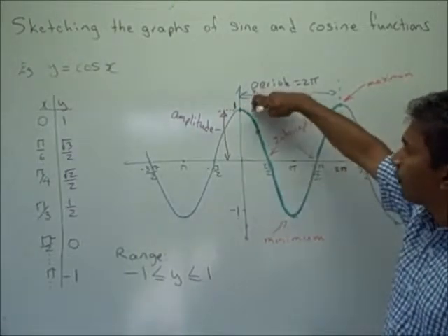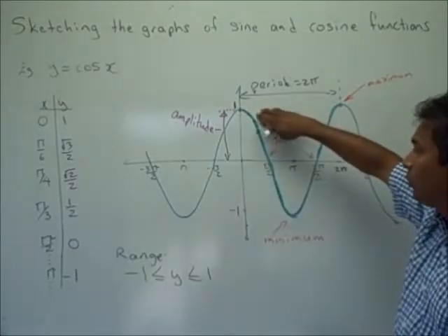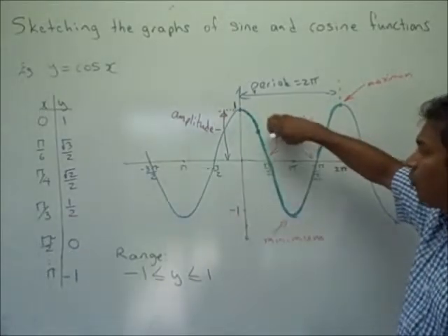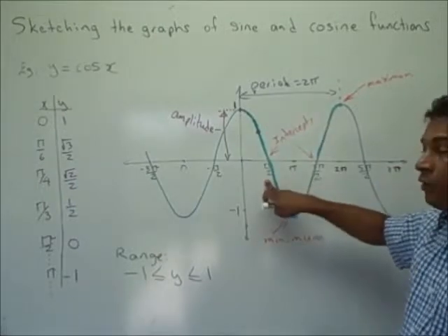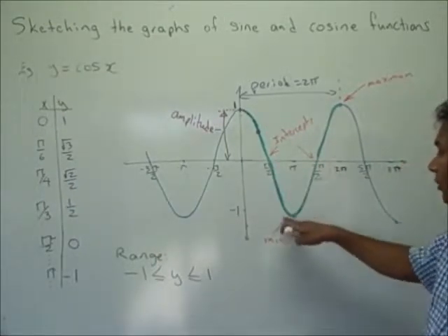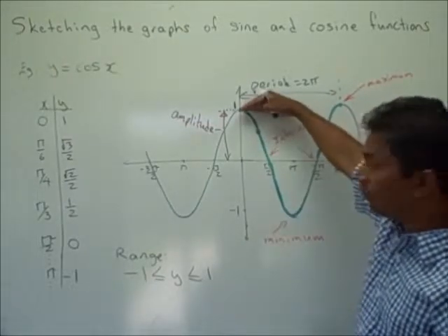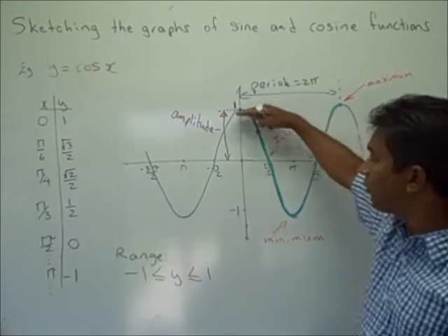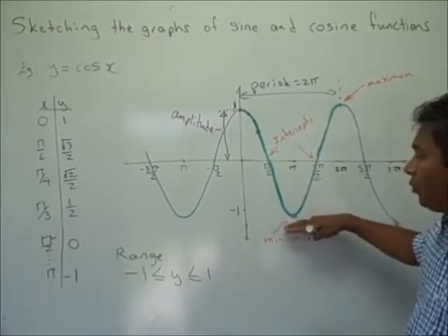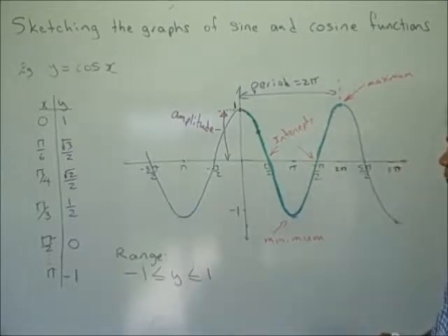For 0, we have 1. Pi over 6, we have the square root of 3 over 2. Pi over 4, we have square root of 2 over 2. For pi over 3, we have 1/2. And when we have pi over 2, it's 0. And for pi, we have -1. So here we can see that the maximum for our cosine function is 1, and the minimum is -1. So our range for cosine is from -1 to 1.